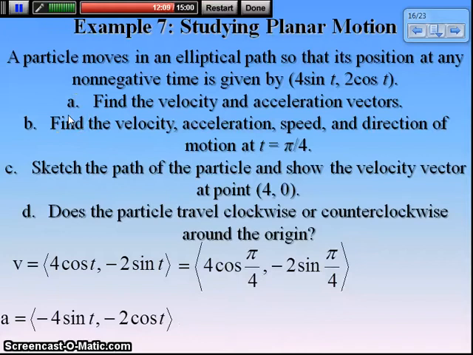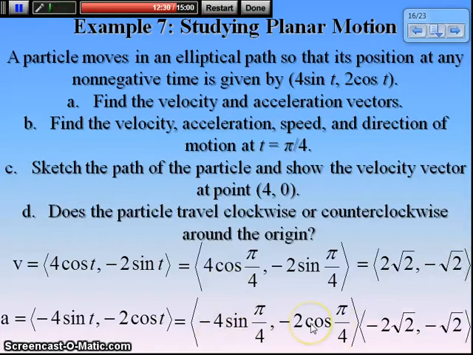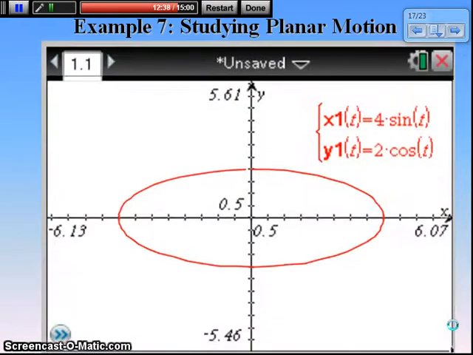Now the next thing asks us to find all these things at pi over 4. So we'll do cosine of pi over 4 here for velocity, sine pi over 4. We know that cosine and sine both at pi over 4 are radical 2 over 2. And do the same thing for acceleration. Radical 2 over 2 times 4 is this, and times negative 2 is that. Radical 2 over 2 times negative 4 is that, negative 2 radical 2, and times negative 2 is this. So very simple stuff, just using the unit circle.